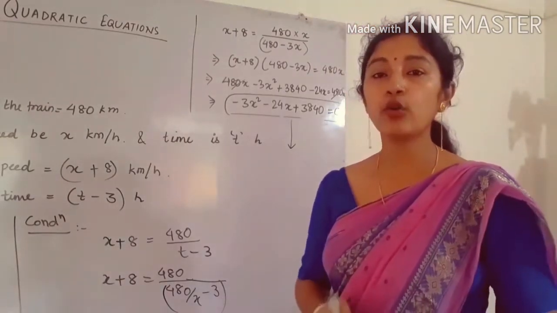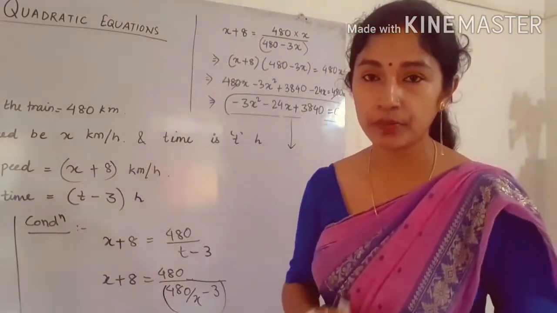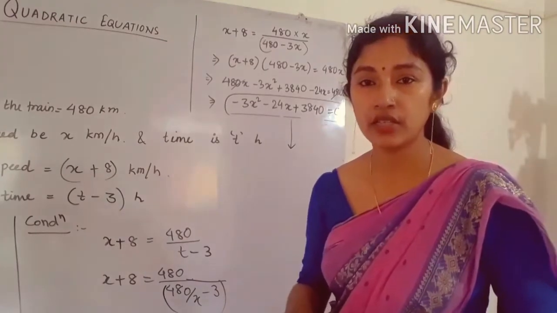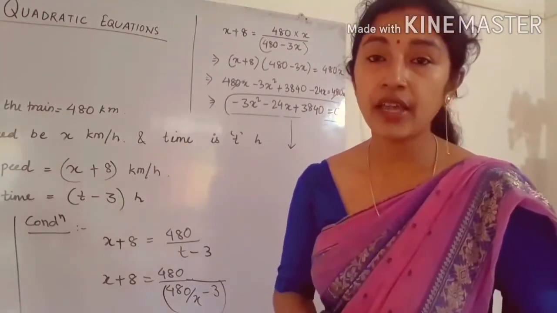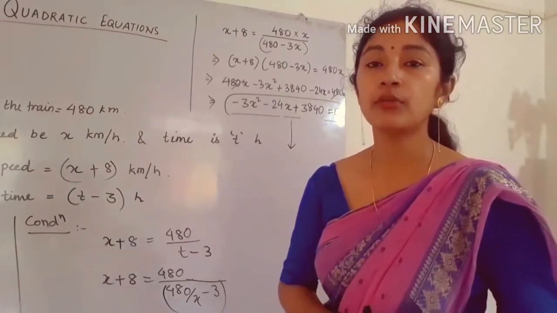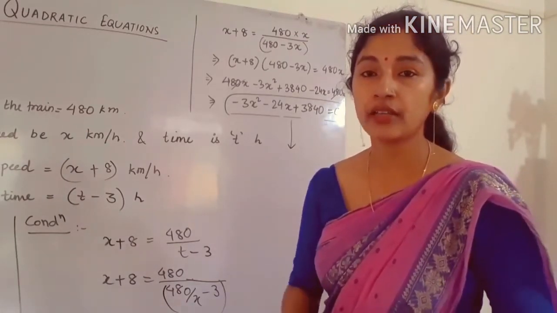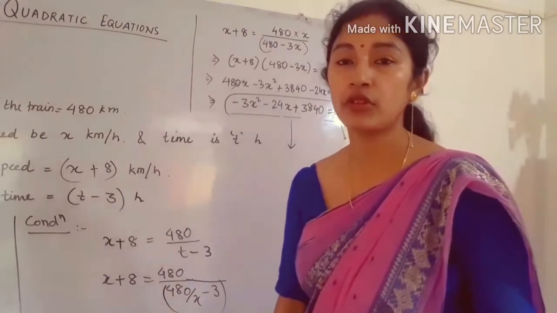See here, I have taken two variables. First is x, that is speed, and second is time, that is t. So here we have to write the equation. We have to form the equation in terms of speed, and speed is x. So you have to write the equation in terms of x.